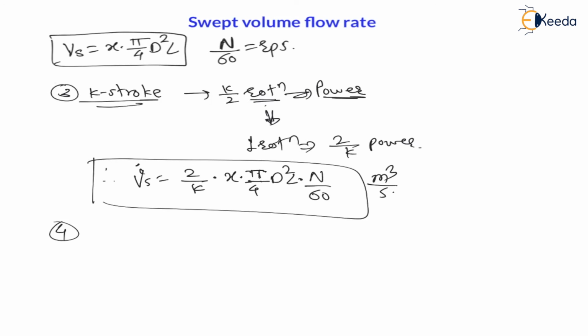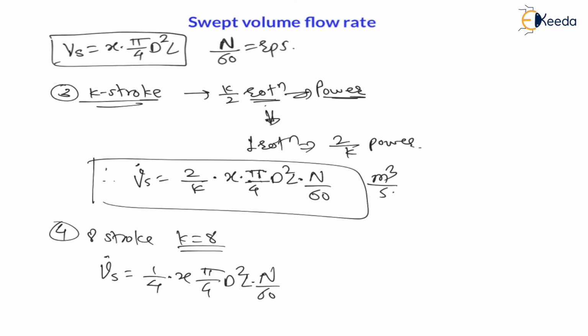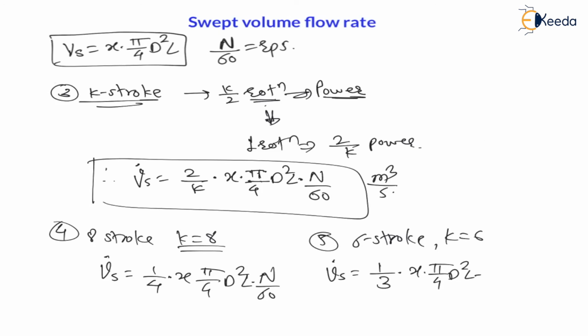Similarly for an 8 stroke engine, k is equal to 8. So swept volume flow rate is equal to 1 by 4 into x into pi by 4 d square L into N by 60. Similarly if someone says 6 stroke engine, for 6 stroke k is equal to 6. Therefore swept volume flow rate is equal to 2 by 6, that is 1 by 3, into x into pi by 4 d square L into capital N by 60. This is how we can calculate the powers.